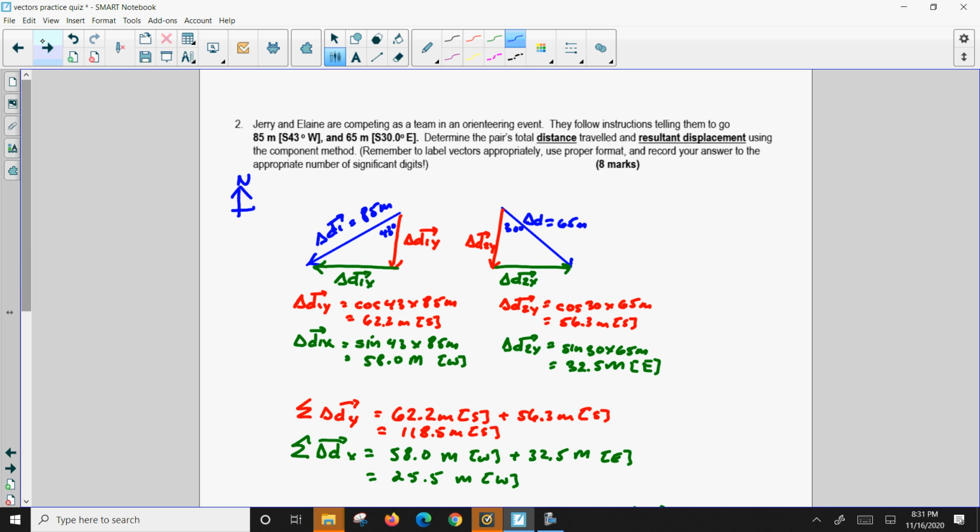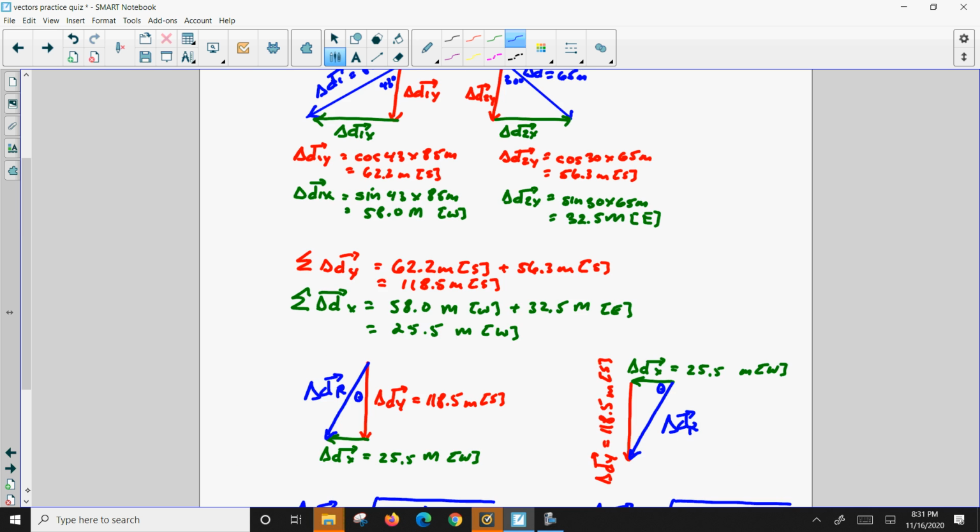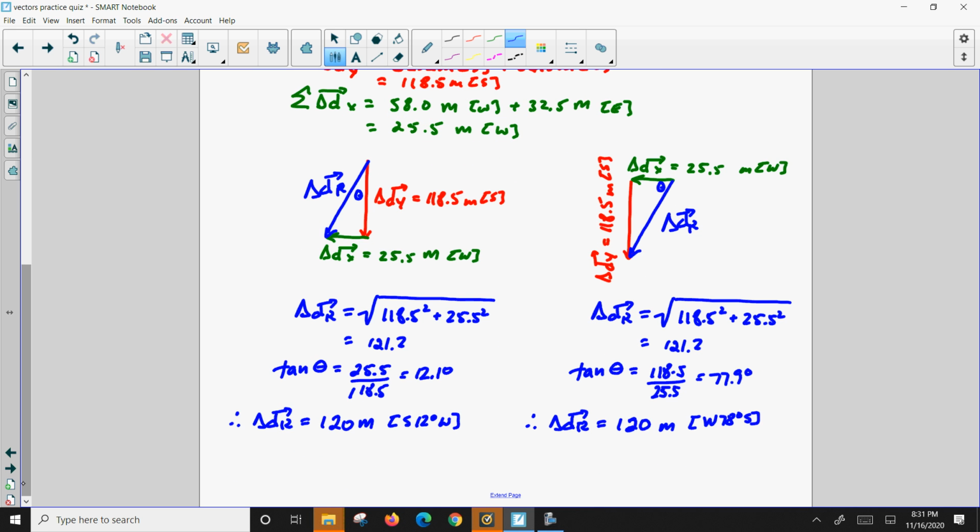Now what if I drew my opposite triangle? What if I did this triangle? Well, it's the same thing. The only difference again is the angle. So the resultant displacement will be identical. Now the angle, remember, is over here on this side. I'm measuring from the west to the south. When I do this, it's opposite over adjacent. Here my angle is going to be 77.9 degrees. So my final answer is going to be 120 meters west, 78 degrees south. And again, both of these are equivalent to each other.